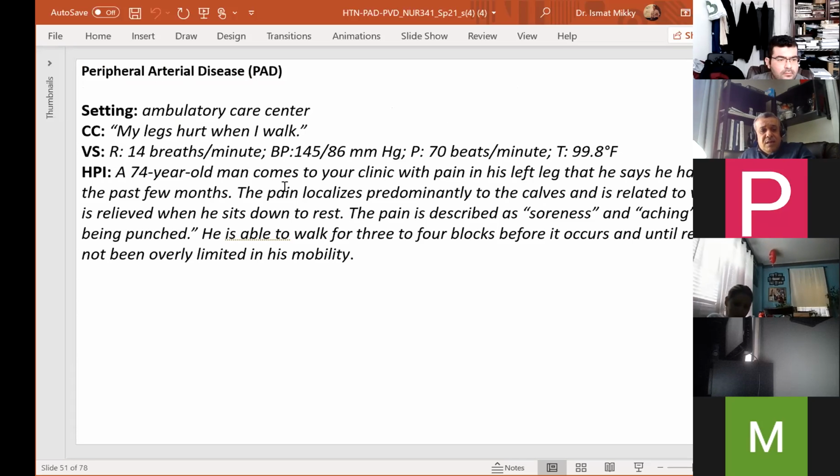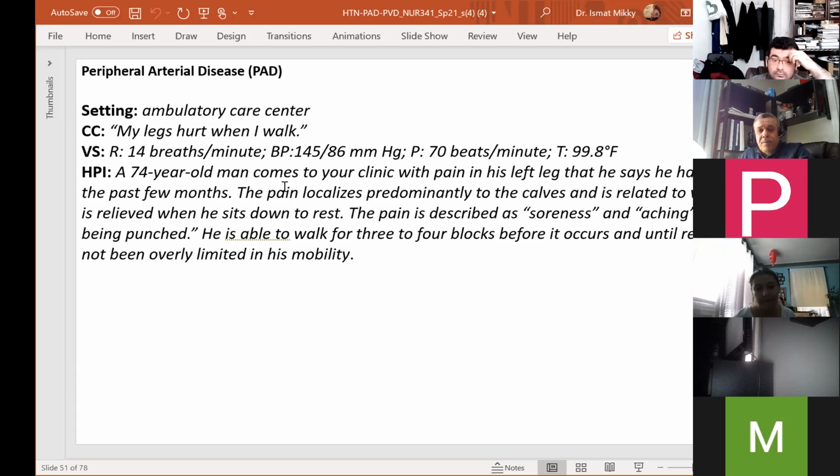Case study. Other volunteers for the case study? Anyone can read it out loud? I can read it. Thank you.